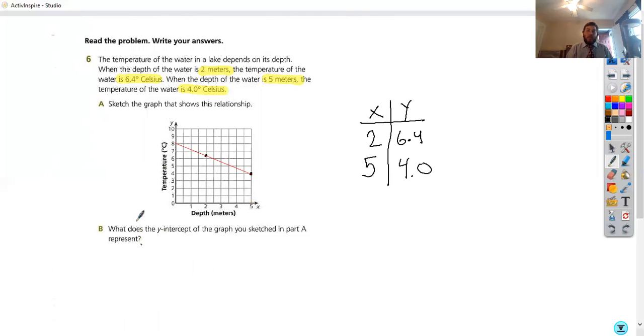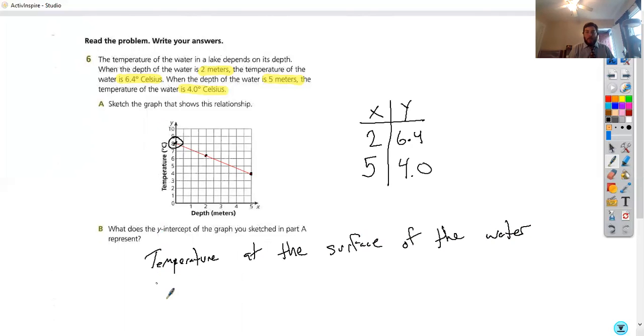So if we're taking a look here, what does the y-intercept of the graph we sketched in part A represent? So at here, what does this point represent? At 0 meters, the temperature is 8 degrees Celsius. So at 0 meters of depth, you're talking about the surface or the top of the water. So I'd say it's the temperature at the surface of the water, and then we see here it is about 8 degrees Celsius. So that's what it would represent in this problem here.